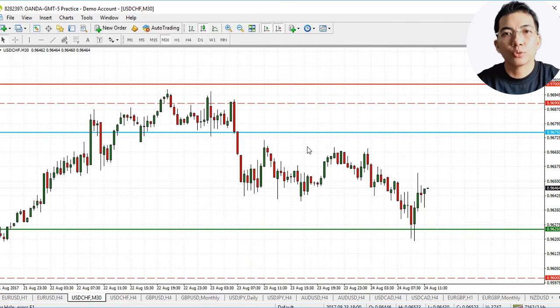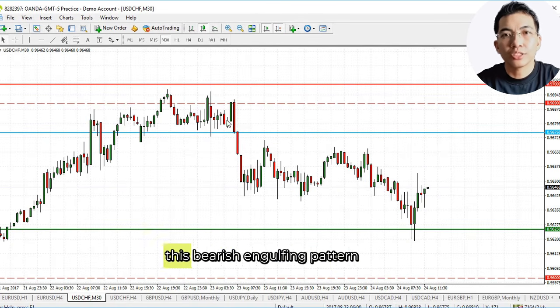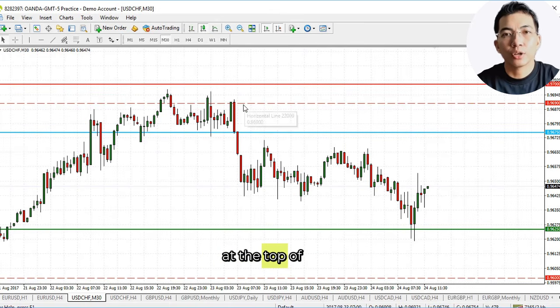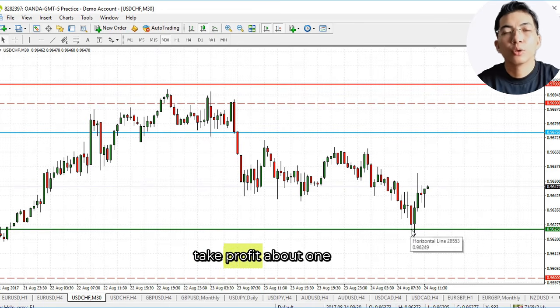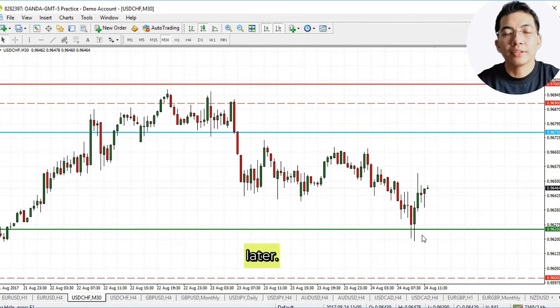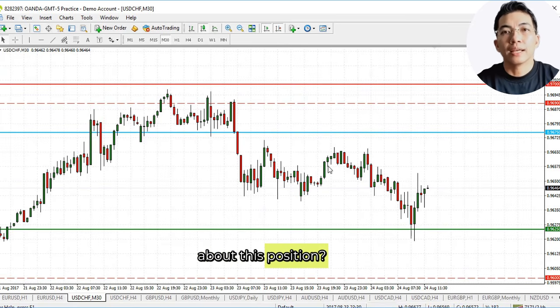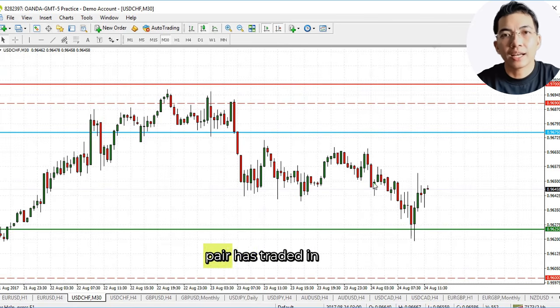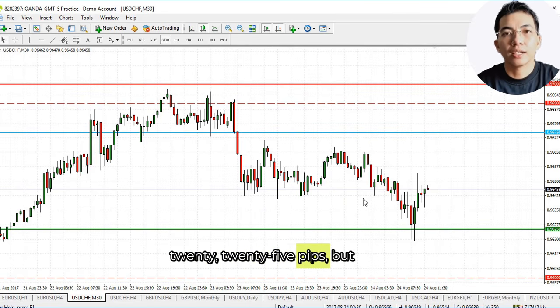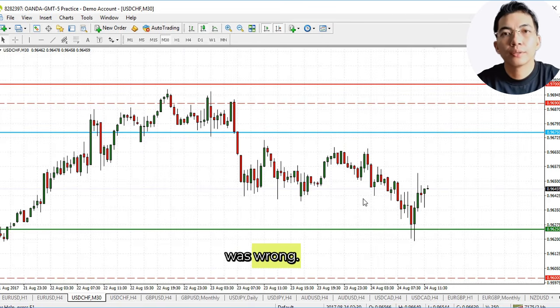Okay, so the trade went very well. We started here with a short position on this bearish engulfing pattern at the top of the channel, and we ended here, getting our take profit about 1.5 days later. Well, what to say about this position? There has been a phase in which the pair has traded in this range of about 20-25 pips, but there hasn't been any signal that my trade was wrong.